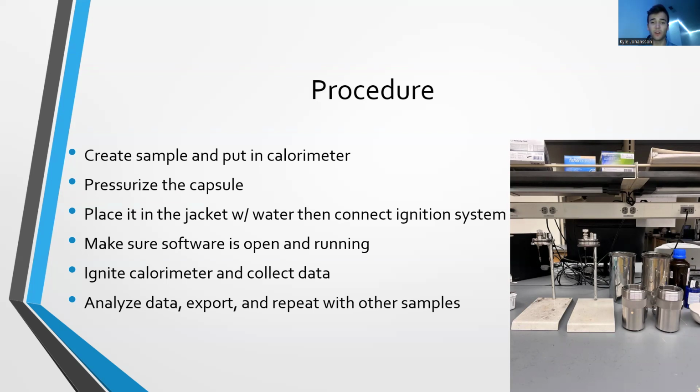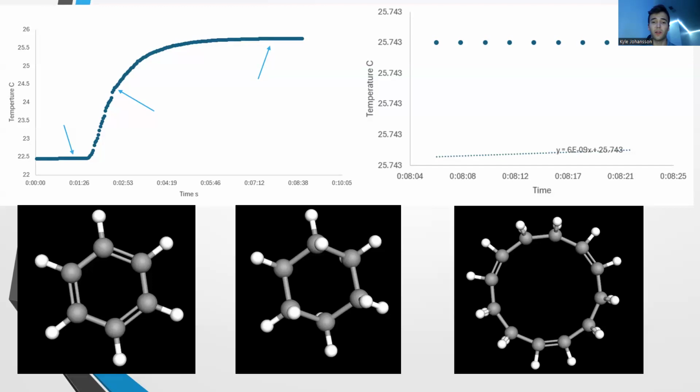Once everything is secured and hooked up, the software should be opened and there should be a baseline temperature which would be recorded for at least a minute. After this time has passed, the system can be ignited and the data will be recorded until the temperature reaches a longer plateau. Once a plateau has been reached, the data collection can be stopped and should be exported for further analysis. Once the data is exported, it can be brought into Microsoft Excel and a graph of the temperature versus time can be created.